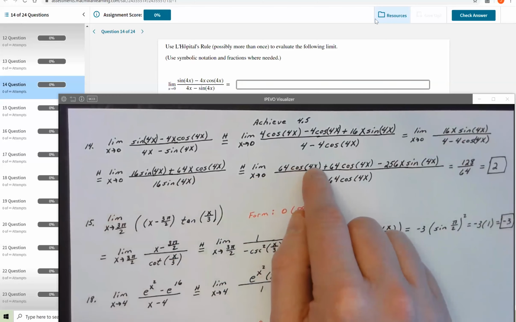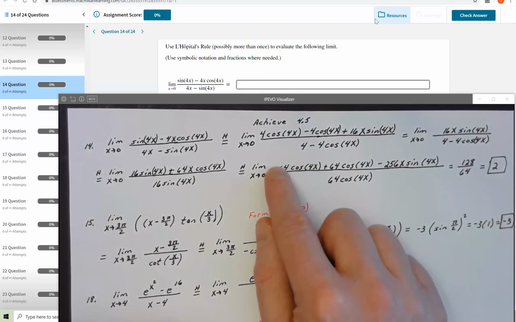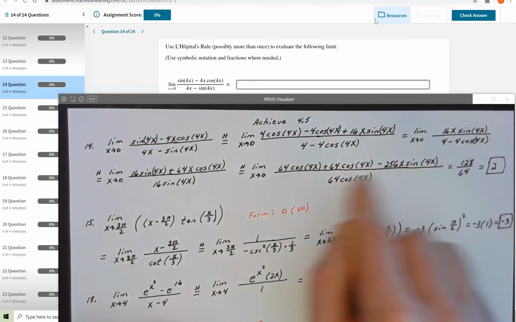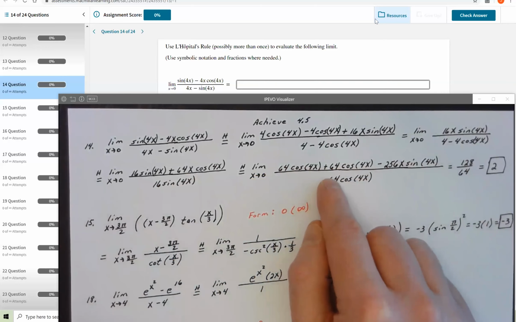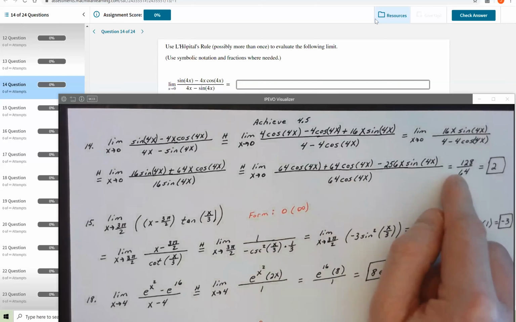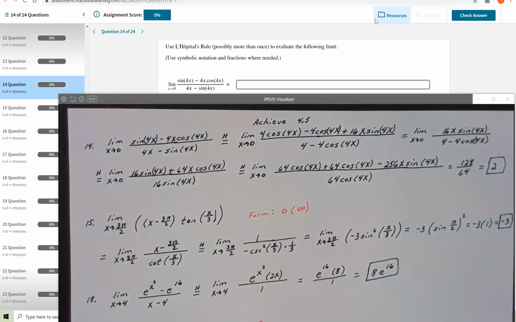But the cosine of 0 is 1. So I have 64 times 1 plus 64 times 1 for 128 in the numerator. Of course, your denominator is 64 times a number approaching 1, so it's 64 as well. We have 128 over 64 for a final answer of 2.